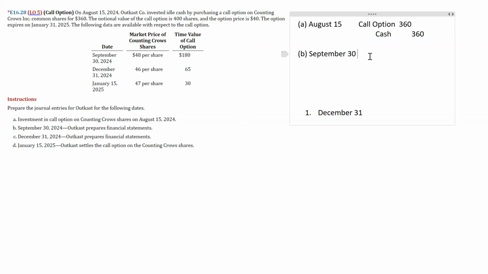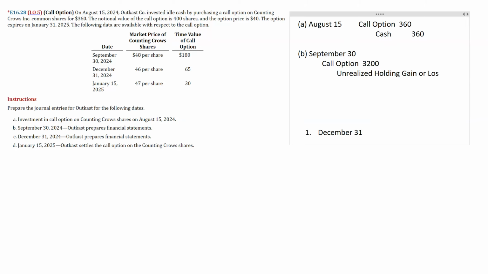On the other hand, we will also increase the call option value. So we will first increase the call option value or debit call option, and the amount $8 per share and 400 shares, so it will be 3,200, and then we will credit unrealized holding gain or losses. It's a gain, so we are putting it on the credit side. Unrealized holding gain, we can use the same for loss, showing it on the debit side. Remember, this is an income statement item, 3,200.